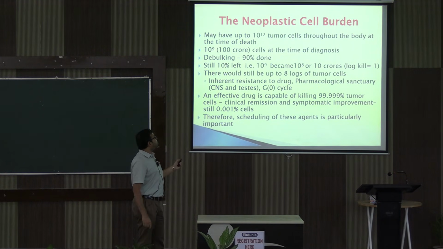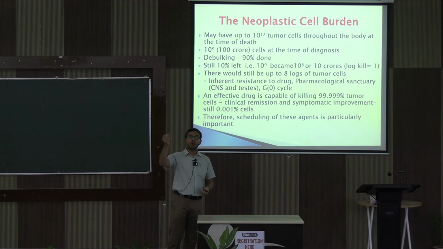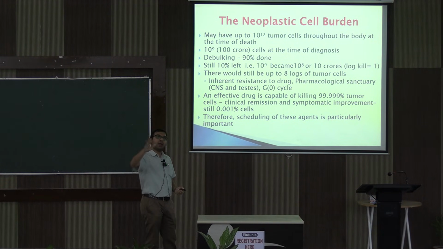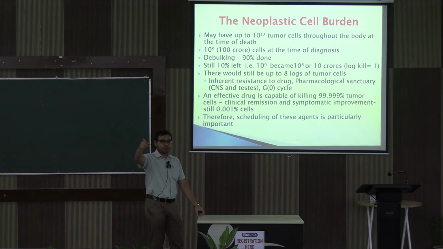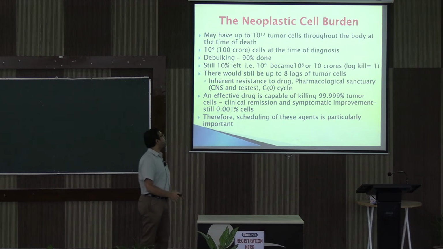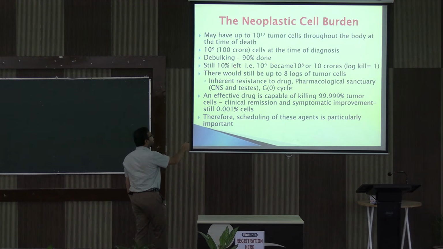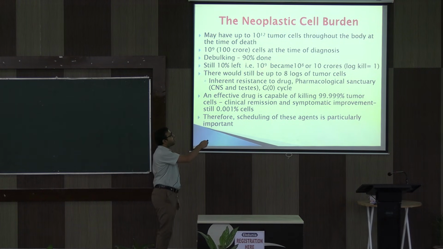So what I am saying is, there may be up to 10 to the power 12 tumor cells throughout the body at the time of death, and 10 to the power 9 cells at the time of diagnosis. At diagnosis 10 to the power 9 cells are already there; if it reaches 10 to the power 12 cells, that will be death. And with debulking surgery, 90% can be removed, but 10% is already there, and that 10% will again go into the cell cycle and ultimately proliferate. That's why we have to give radiotherapy as well as chemotherapy. So that means still 10% is left even after surgery. So 10 to the power 9 becomes just 10 to the power 8.